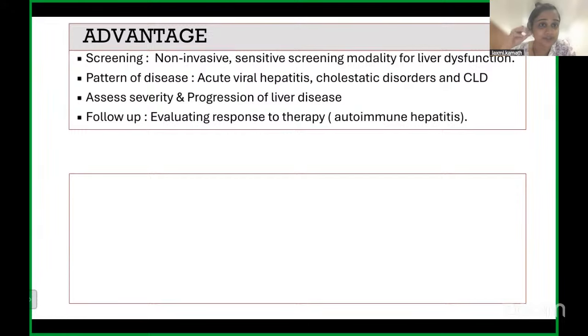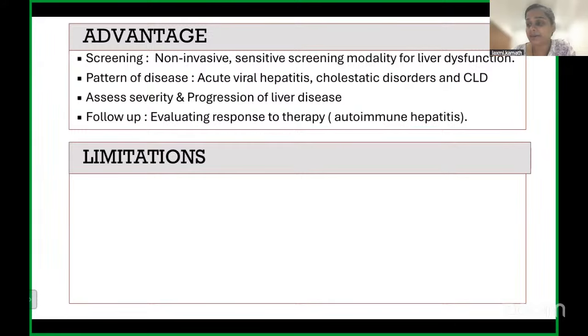That means the process of damage is not just acute. It's not in weeks. It is going on for months and months. That also can be predicted with one single LFT report. Okay. So it helps in assessing severity and progression of the liver disease and follow-up. Basically in follow-up, if you have started treatment for any of the diseases, as in autoimmune hepatitis, then to evaluate the response also, the LFT can be used.